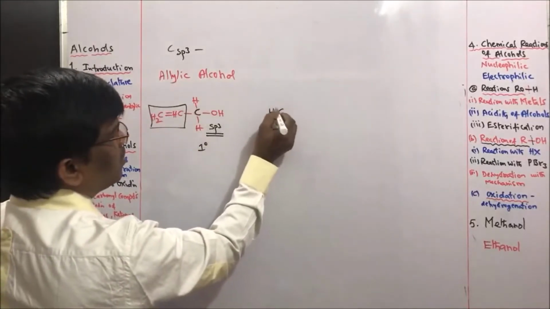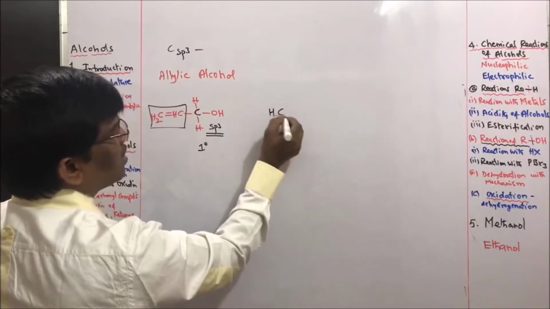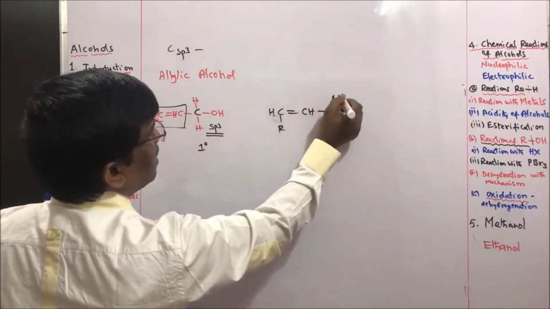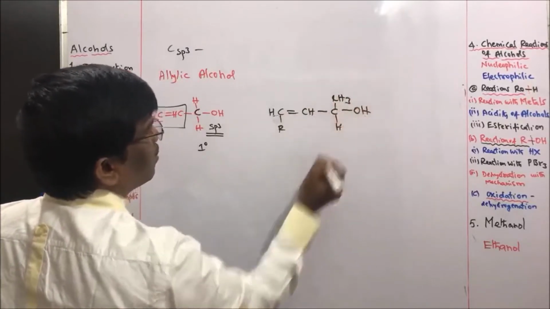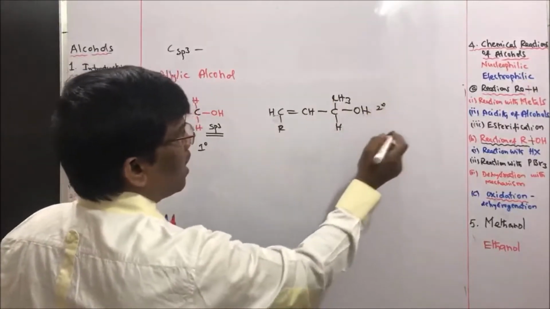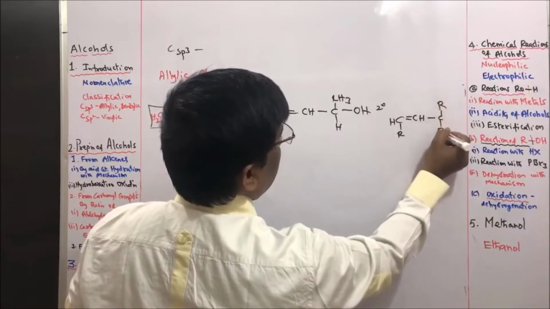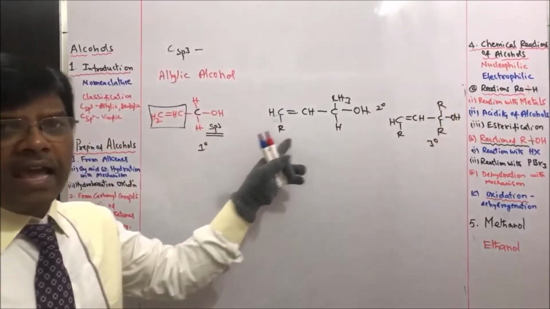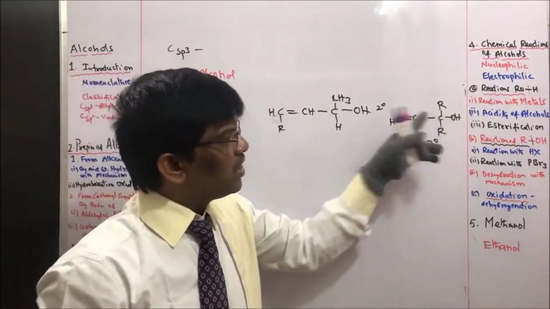When it comes to CH double bond CH and CH3, with OH and hydrogen on the carbon, this is a secondary allyl alcohol. With double bond CH, C, R and R, it is a tertiary alcohol of allylic alcohol. Though it is an allylic alcohol, it is a tertiary alcohol.